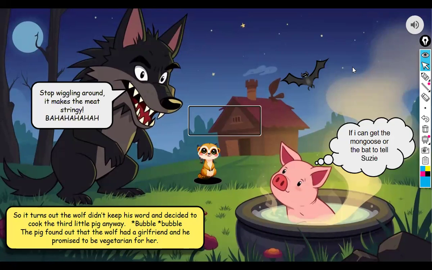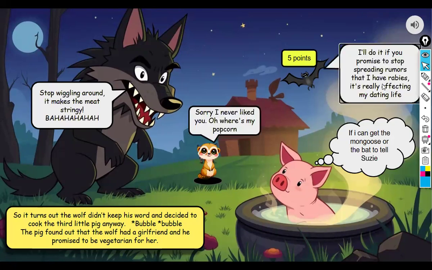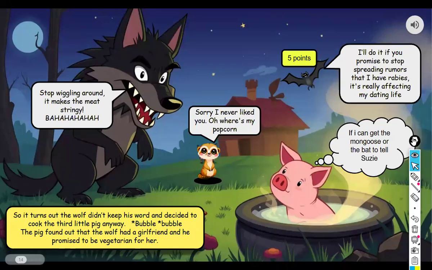Well, apparently the girlfriend's name is Susie, so we're trying to get a message to Susie. All right, so the correct choice here was the bat, because apparently the mongoose didn't like the pig anyway. For those who guessed the bat, you have 5 points there. Good luck.